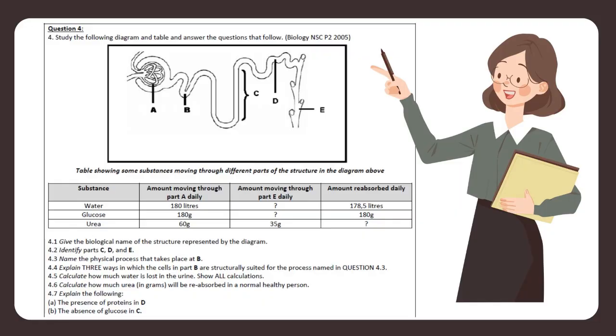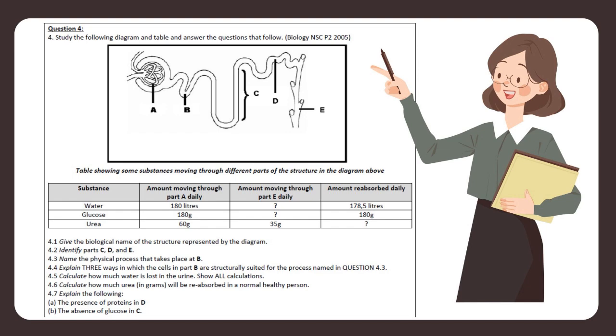Question 4. Study the following diagram and table and answer the questions that follow. Biology NSC Paper 2 2005. Table showing some substances moving through different parts of the structure in the diagram above. Substance: amount moving through part A daily, amount moving through part E daily, amount reabsorbed daily. Water: 180 liters, 178.5 liters. Glucose: 180 g, 180 g. Urea: 60 g, 35 g.